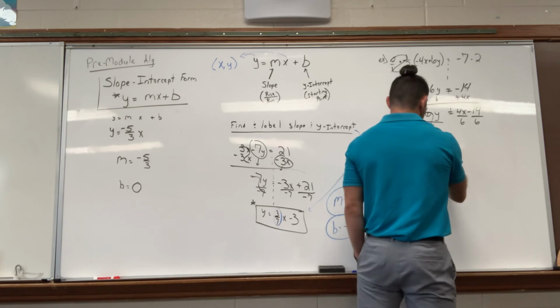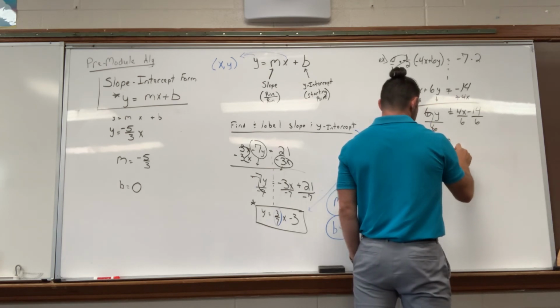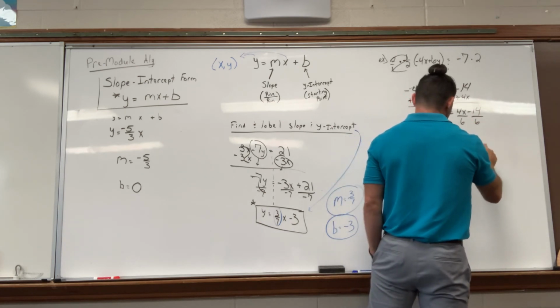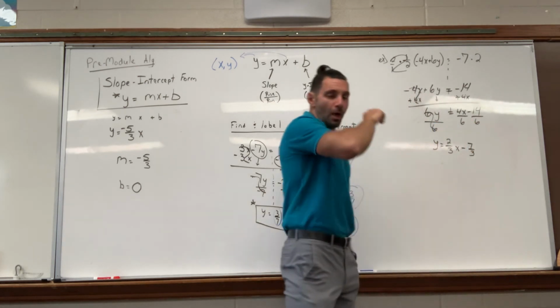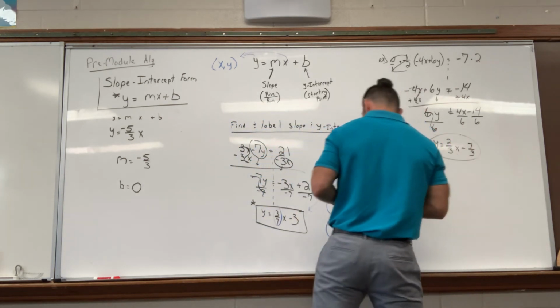Leaves me with y equals, okay, fraction time. Your calculator should do it. If not, divide it by 2 because they're multiples of 2. So that leaves me 2/3. X comes to the side. This one leaves me with -7 thirds. This is slope-intercept form.